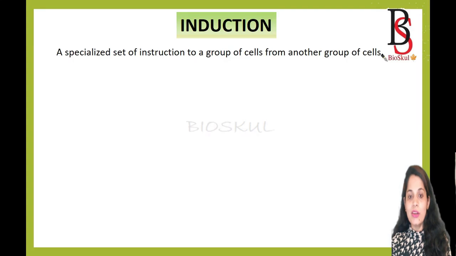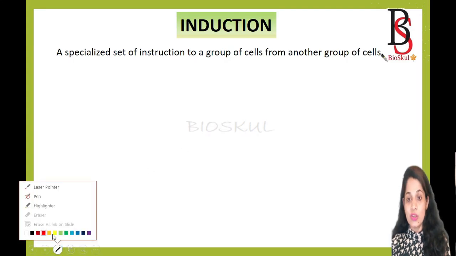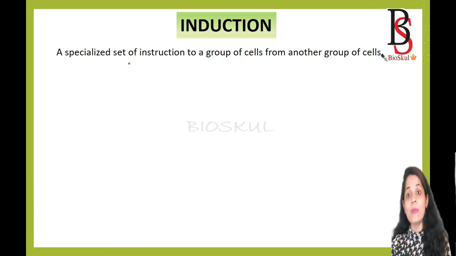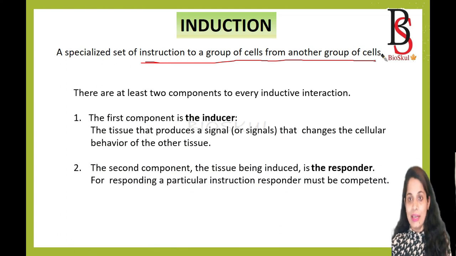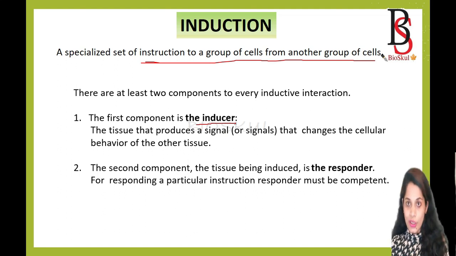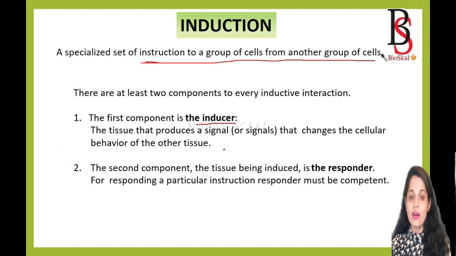We know that induction is a specialized set of instruction to a group of cells from another group of cells. And there are at least two components to every inductive interaction. What are those components? The first component is the inducer. Inducer is the tissue that produces the signal and that changes the cellular behavior of the other tissue. Okay, so the tissue that induces changes in cellular behavior of other tissue is known as the inducer.